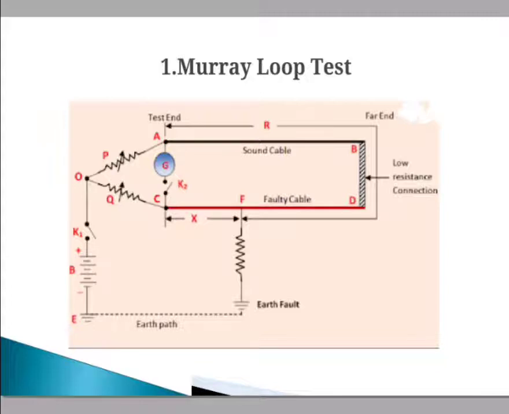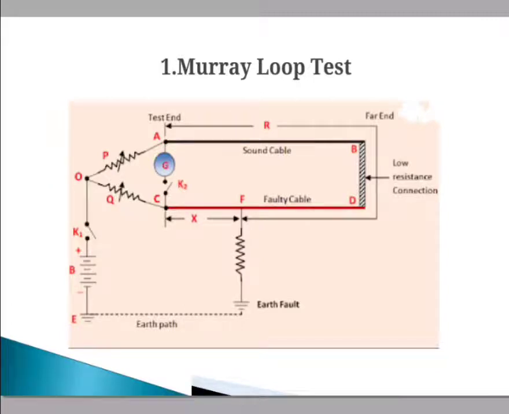The bridge is balanced by varying these two resistances, that is P and Q. Under balance condition, P upon Q is equal to (2L minus X) into R divided by X into R. From that we find the value of X, that is X equals 2L into Q divided by (P plus Q).